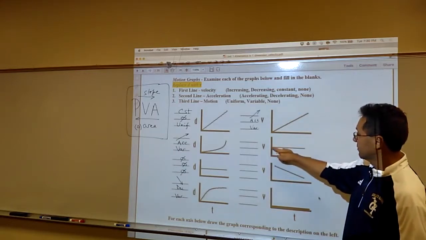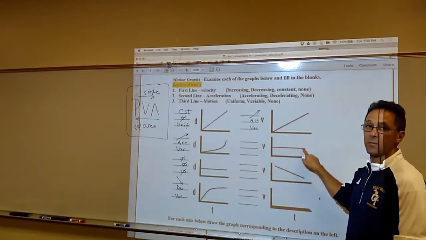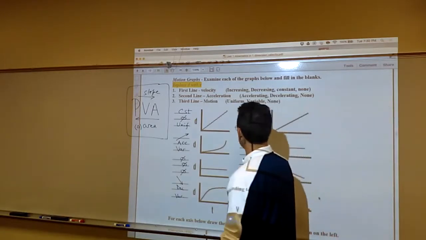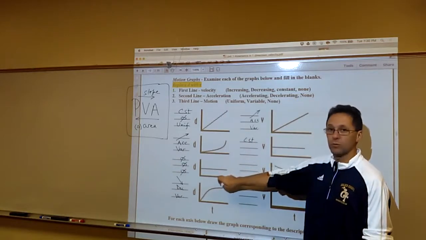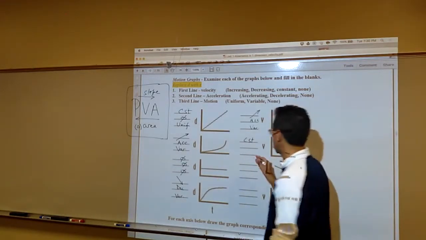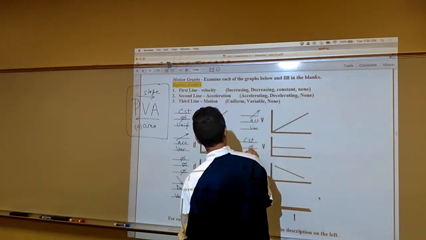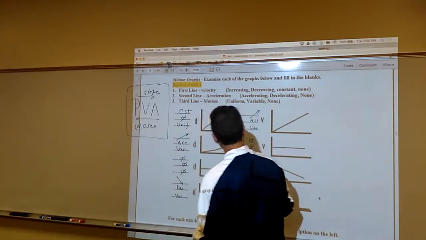In here, I can see the time passing, but my velocity is stuck at the same number, so constant velocity. And if you notice down here, it was no motion. But if it's a VT graph, that's a constant velocity. And there is no acceleration because you're not changing your velocity, and this is a uniform motion.